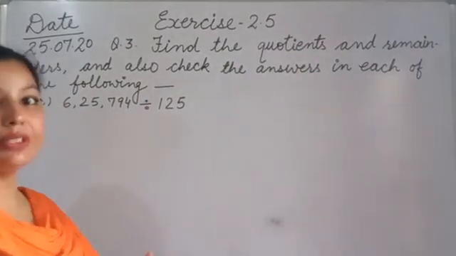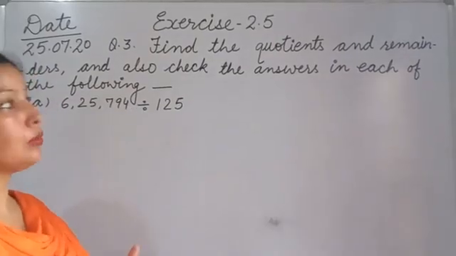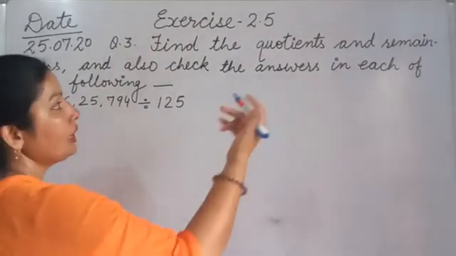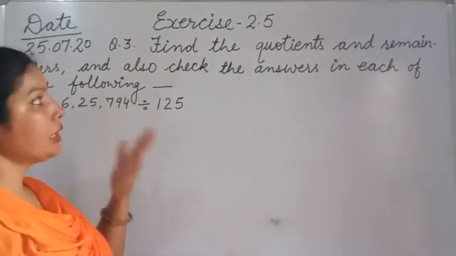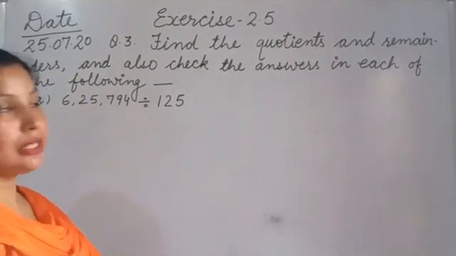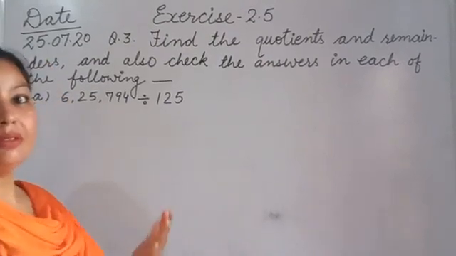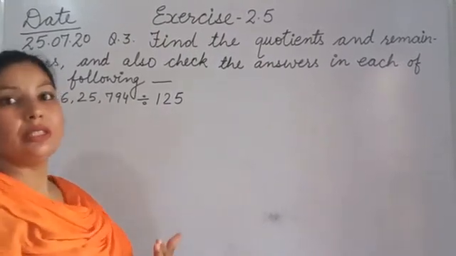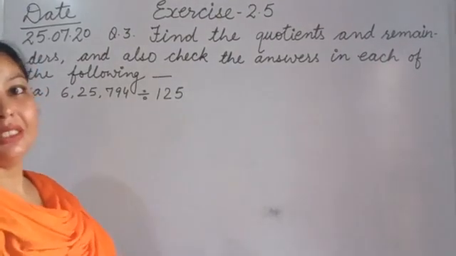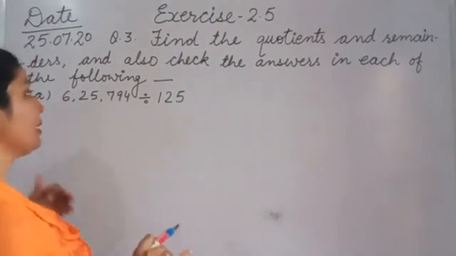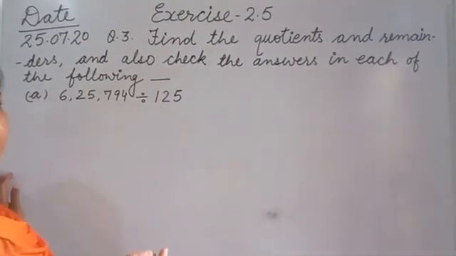The same way which we have done in question 1 and 2, the same is in question 3 also. Here also we have to find quotients and remainders, and we have to check our answer also. Check means verification also we have to do. But in question 1 we have 1 digit divisor, in question 2 2 digit divisor, and now there is 3 digit divisor. Okay, so we will divide it by 3 digit number. The same process will follow here also.